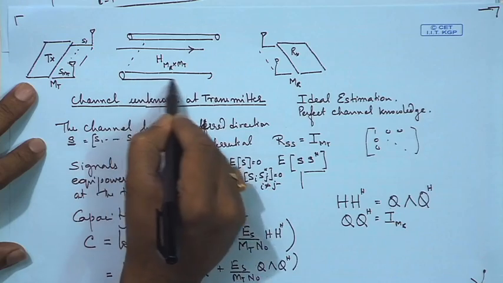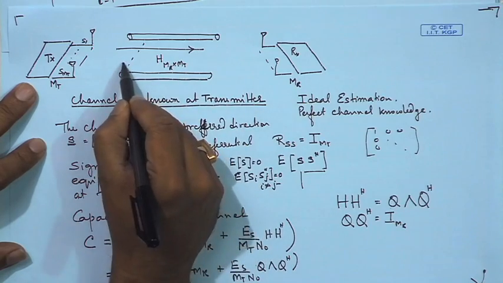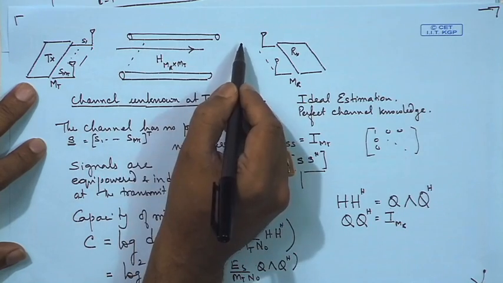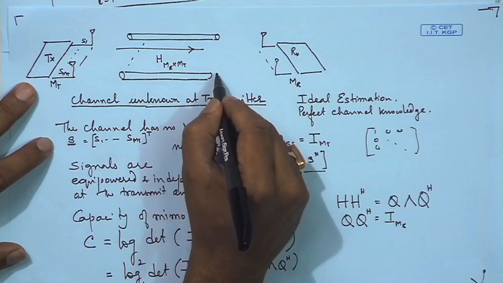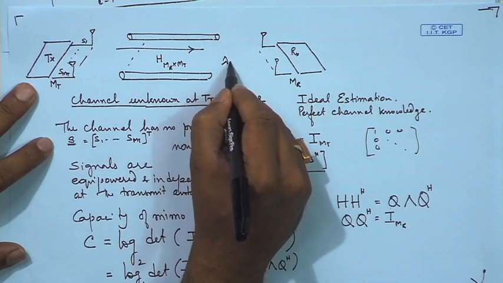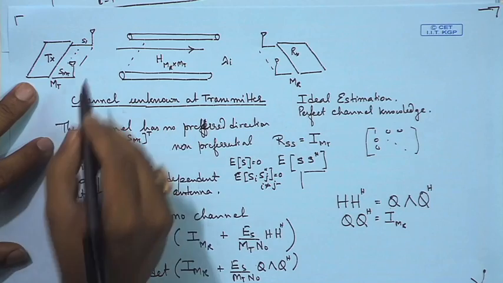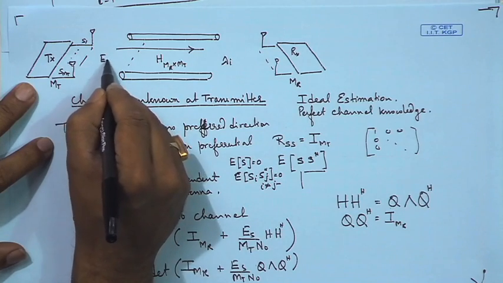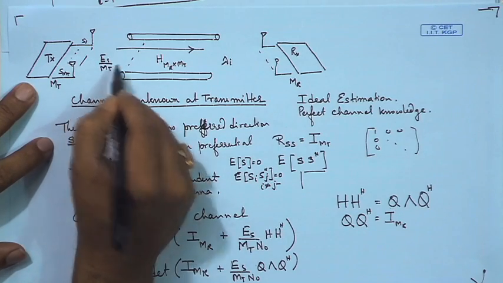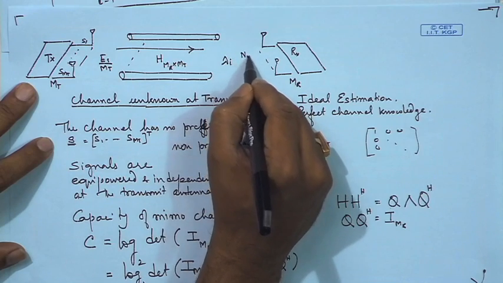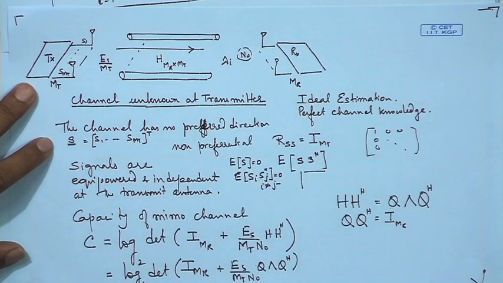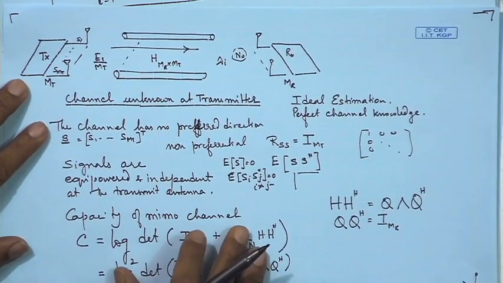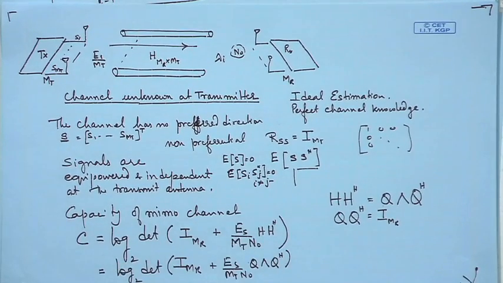And how many of them are there? There are r such parallel SISO links between the transmitter and receiver, each having a gain of lambda I, and the transmit power of each of the links is Es upon mt, and each of the links is experiencing a noise power of n naught. So, that could be the description of the MIMO capacity of a system.